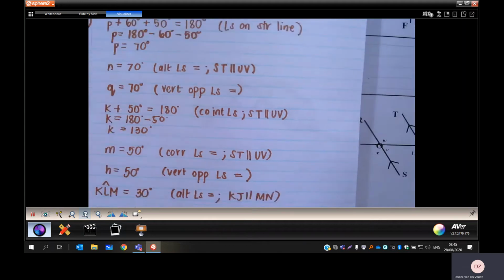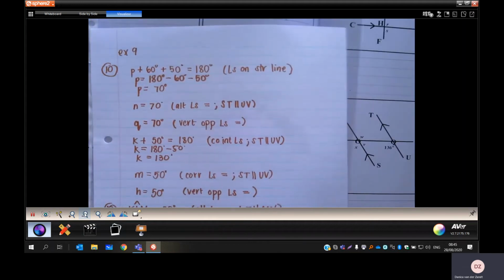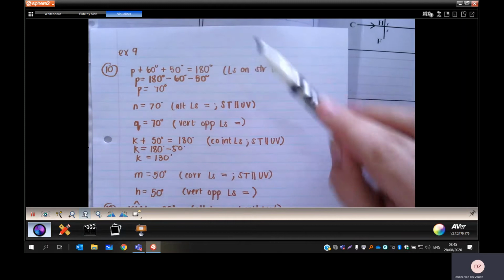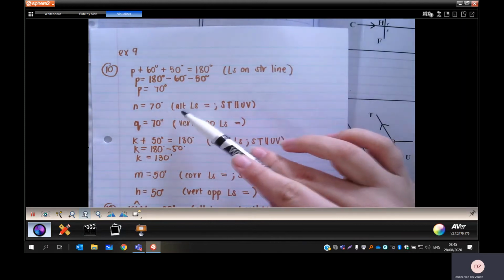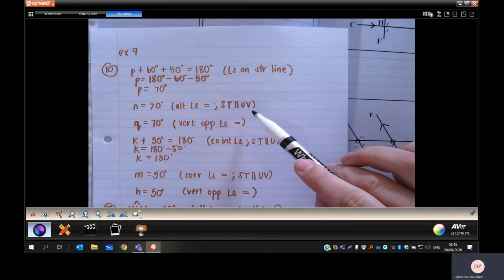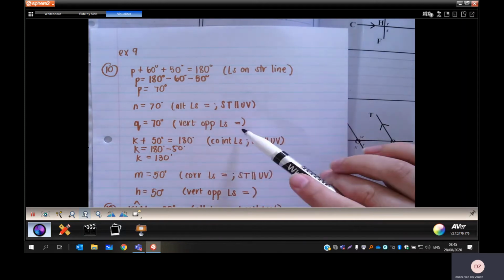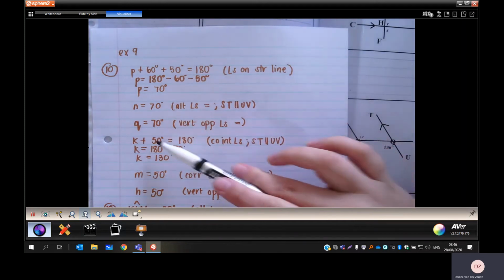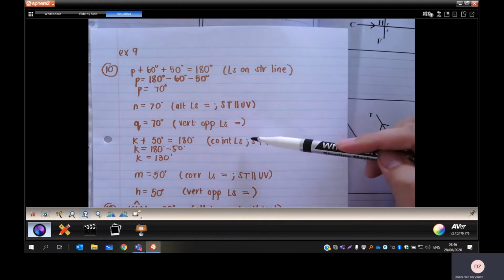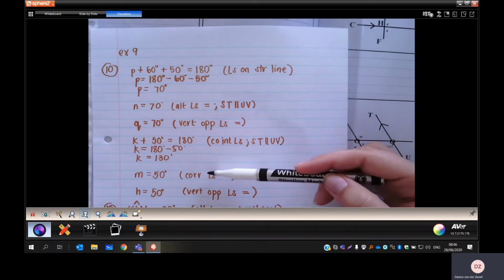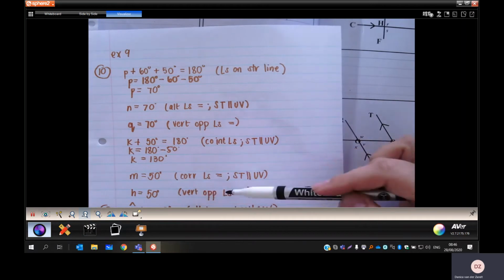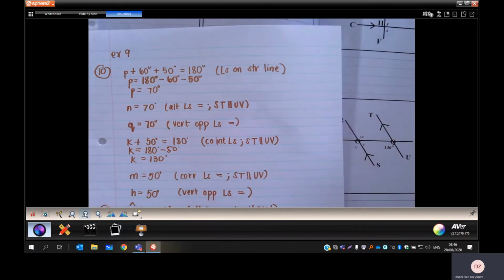Again, this is only one possible solution. There is my P on a straight line, so P is equal to 70. For N, I said alternate angles are equal using my parallel lines. Q was vertically opposite to N. K plus 150 gives me co-interior angles. M and that 50 degrees is corresponding, and then H is vertically opposite to it, giving me vertically opposite angles. That is what I had done, Lorna.